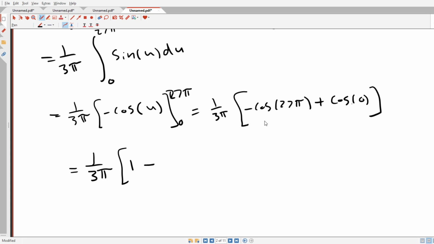Cosine of 27 pi is what? If I have cosine of an integer times pi, it's going to be plus or minus 1. So 0 pi, 2 pi, 4 pi, those are all 1. And pi, 3 pi, 5 pi, those are all negative 1. So cosine of 27 pi is going to be negative 1. So that gives me 2 over 3 pi, which is correct.